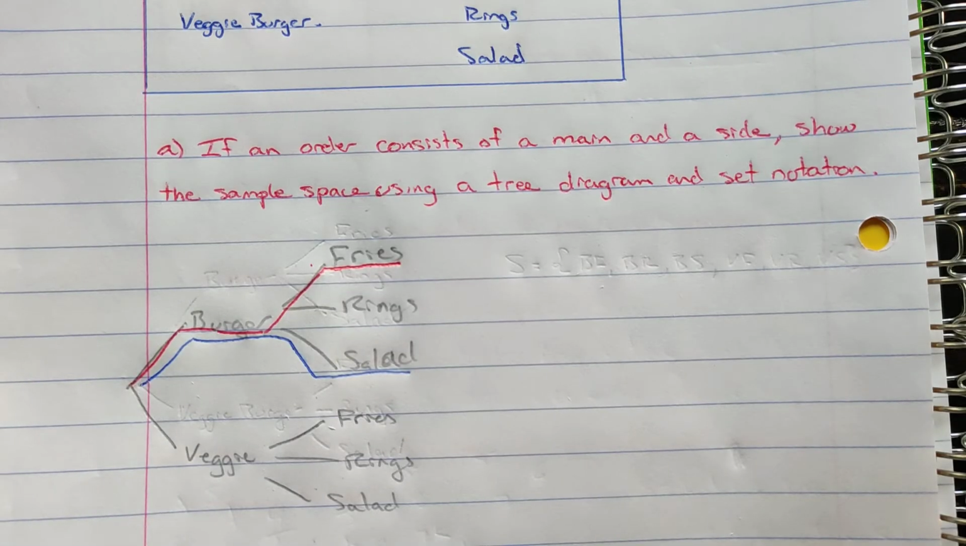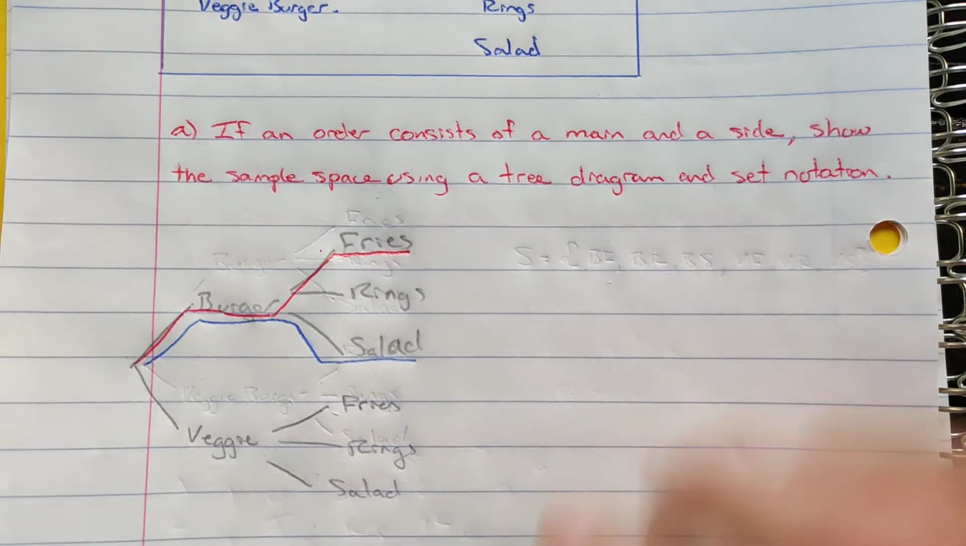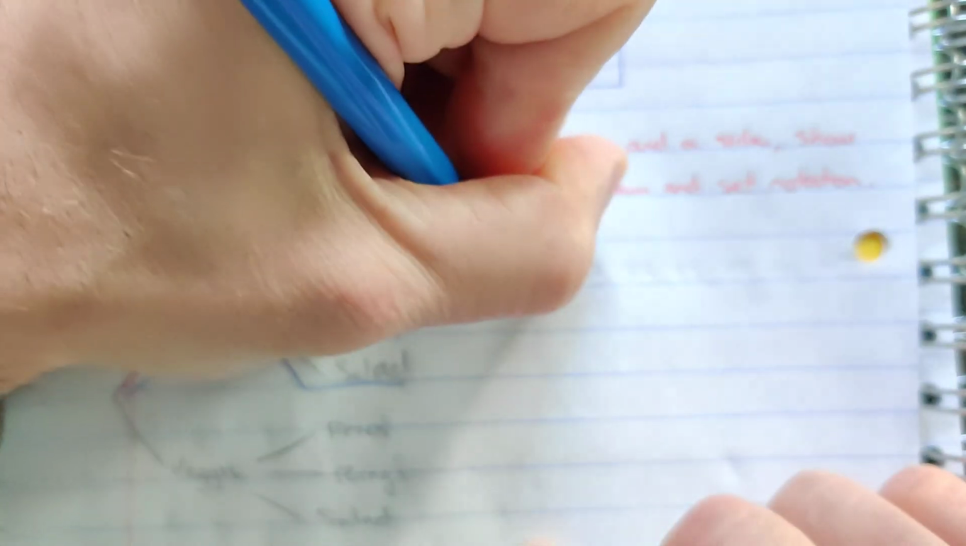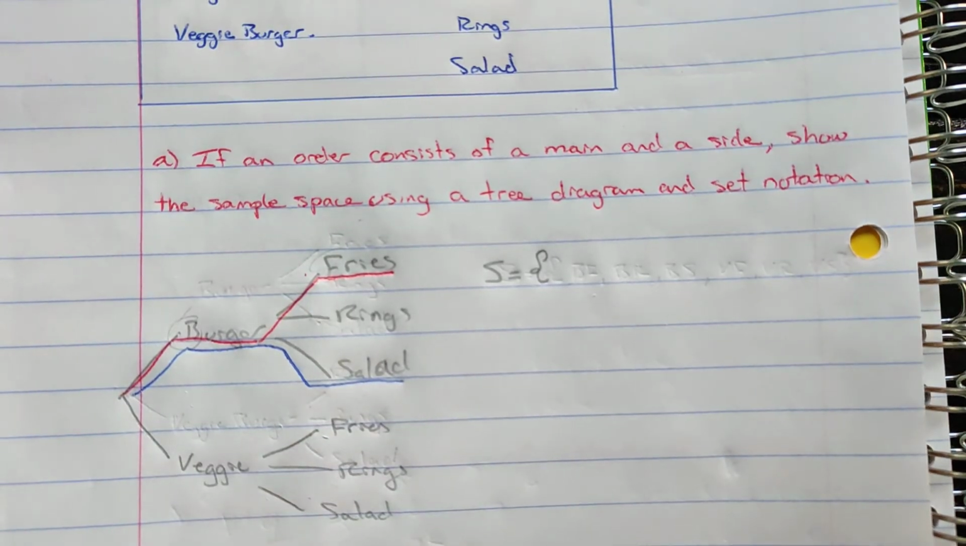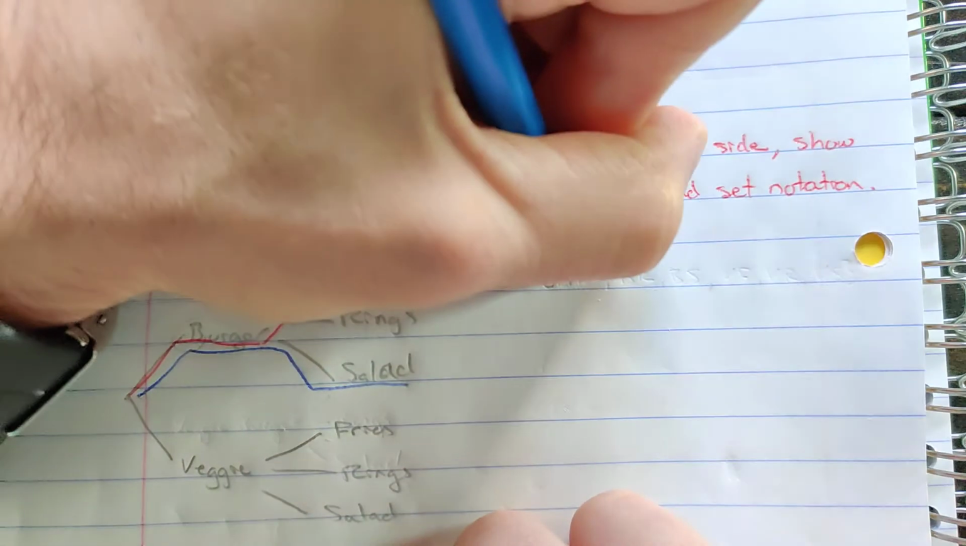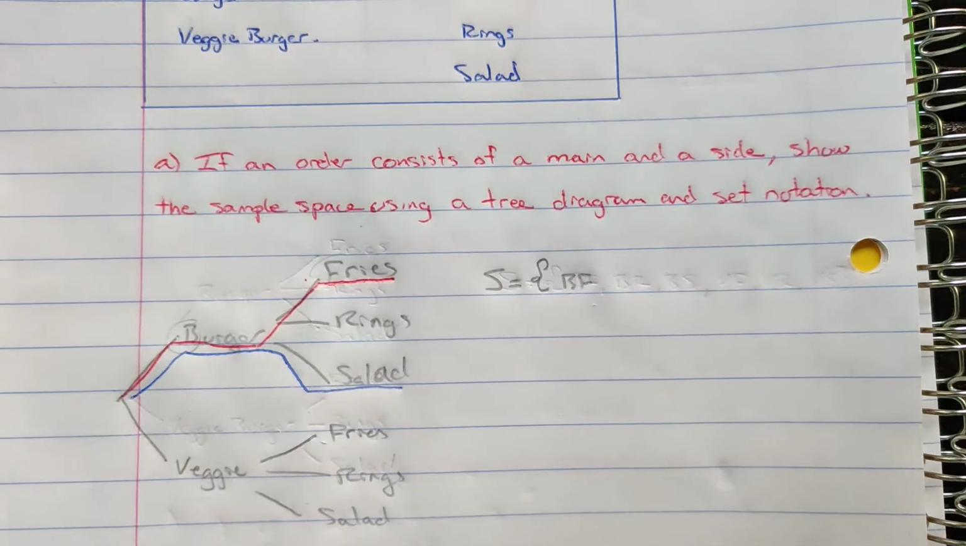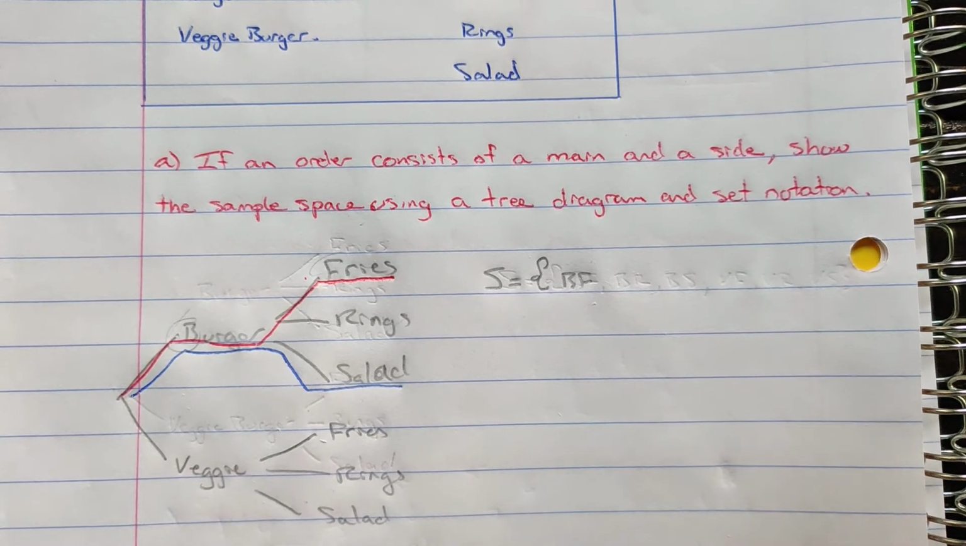Now, as for our sample space in set notation, we have the set equal to, and we'll have our curly bracket. And now we have burger and fries as one possibility. So BF. So burger and fries.